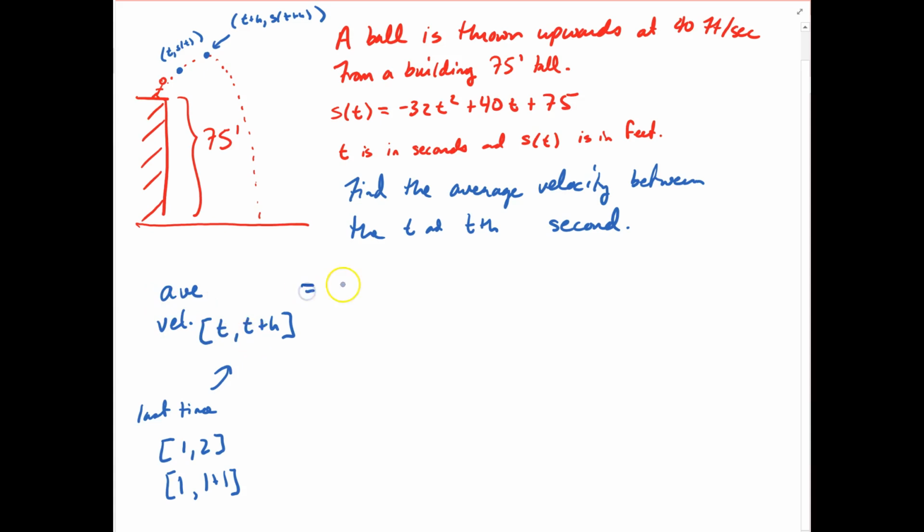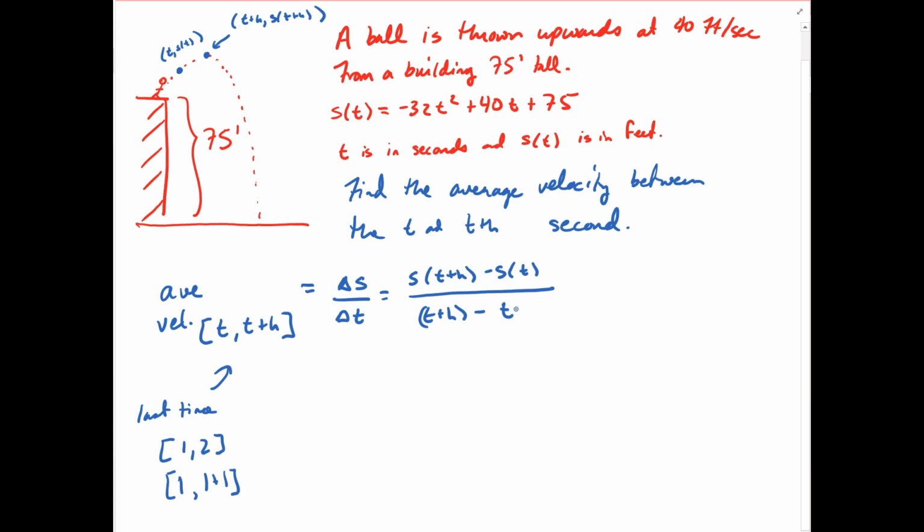So just as we did before, we're going to say, well, that's the change in height, which we're denoting by s, over the change in time. So this delta notation should be starting to look a little familiar. So the change in height over the change in time. Well, how would we compute the change in height? Well, that would be s of t plus h minus s of t, all over t plus h, this time value, minus the initial time value of t.